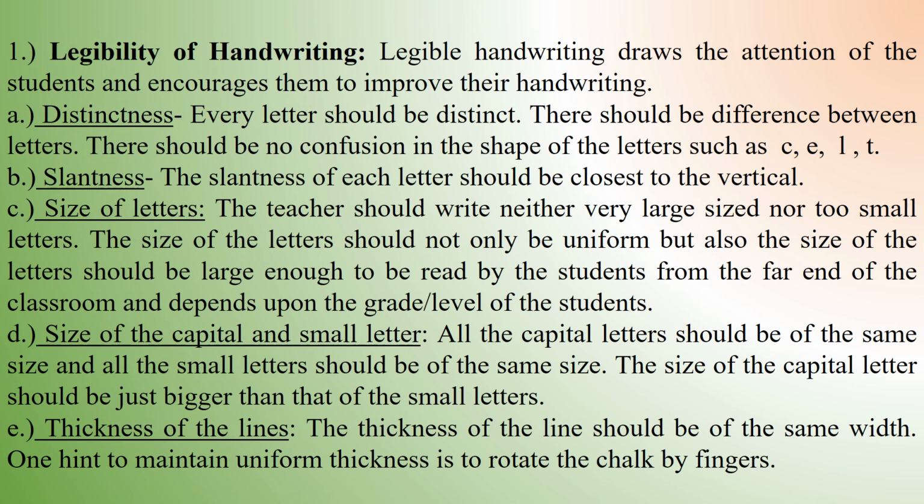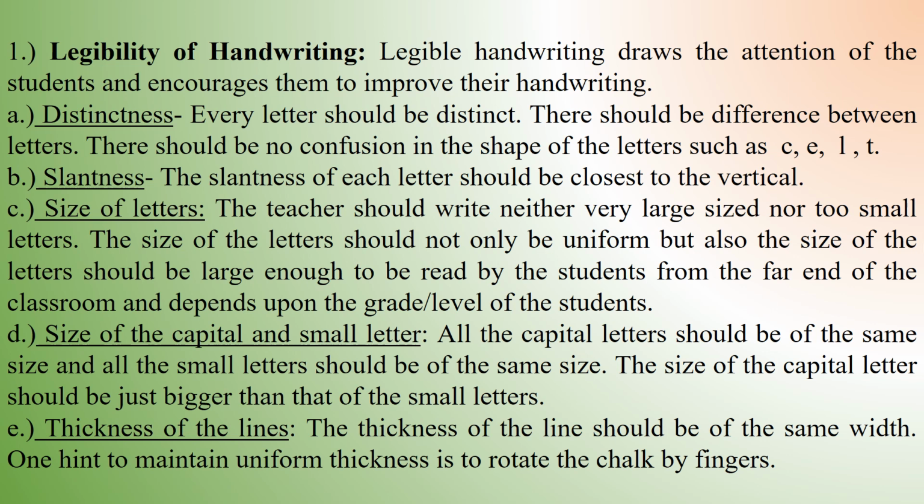The first component is legibility of writing. Legible handwriting of the teacher draws the attention of the students and encourages them to improve their handwriting. Handwriting is legible if it has the following characteristics: distinctness. Every letter should be distinct. There should be a distinct difference between letters. There should be no confusion in the shape of letters such as C, E, L or T.